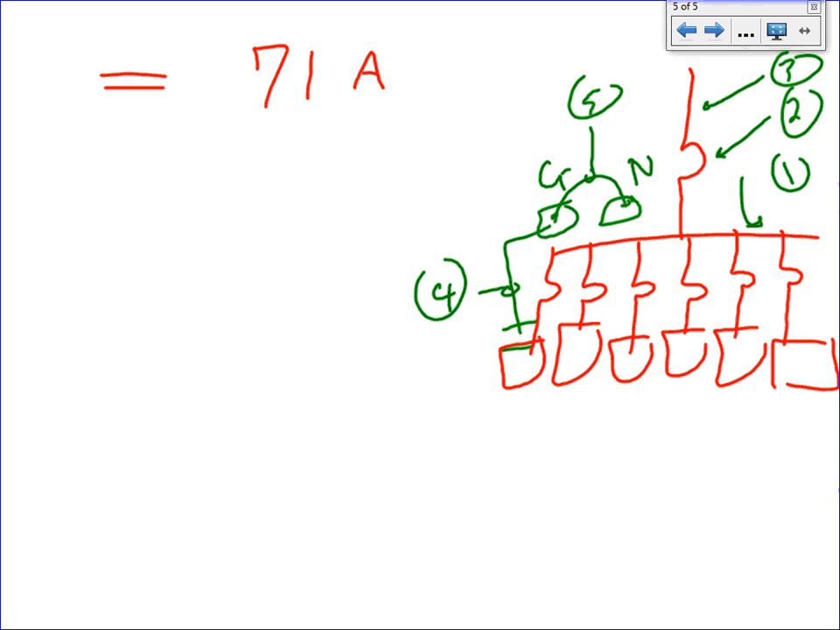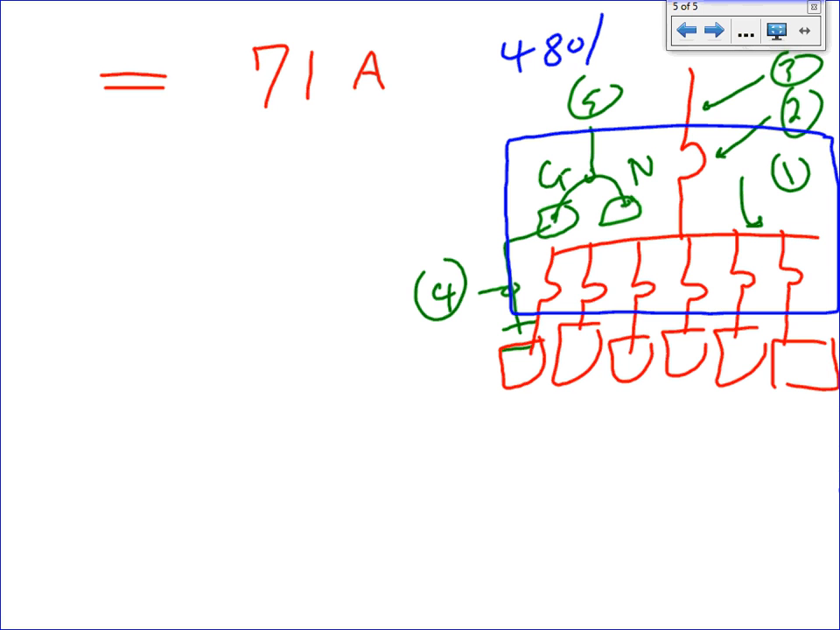Okay, here's my panel, guys, and I need to size this panel. The way we size the panel, we group them all. Let's make the voltage system 480/277 volt. I just like to do 480/277. Anybody has a problem with that? If you have any problem, meet me in the parking lot.